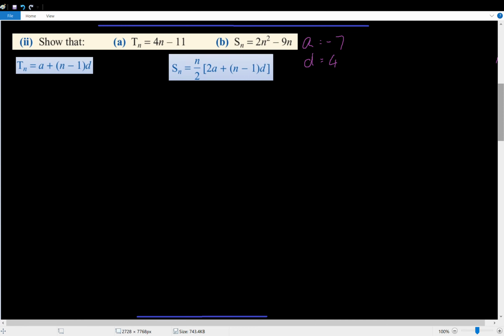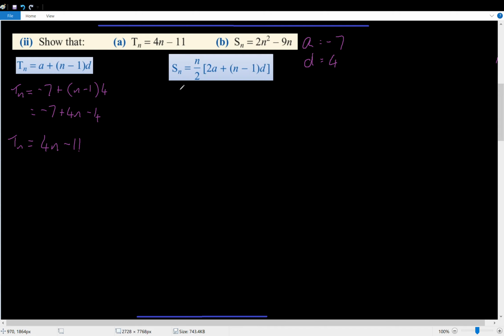In part 2, we are asked to show that Tn is equal to 4n minus 11 and Sn is equal to 2n squared minus 9n. We're going to be making use of the same formula that we used above, only this time we're able to sub in our values for A and our values for D. So Tn is now going to be equal to minus 7 plus n minus 1 times 4, which would be equal to minus 7 plus 4n minus 4, which means Tn is going to be equal to 4n minus 11, which is exactly what we expected to get out.